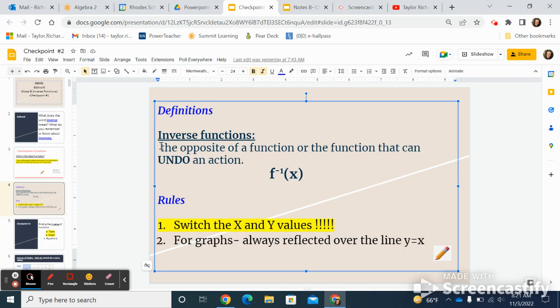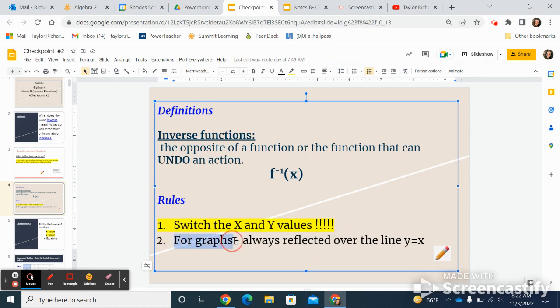So an inverse function is the opposite of a function, or it's the function that can undo something. So essentially I'm going to give you something, you're going to find the opposite of it. That is the inverse. Rule number 1 for how to find it, and it's our most important rule. It's why it's highlighted and has all these exclamation points. Switch the X and Y values. That's going to be our number 1 rule. Always, always, always switch X and Y.